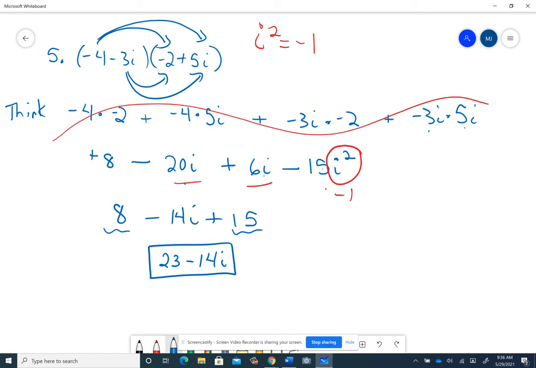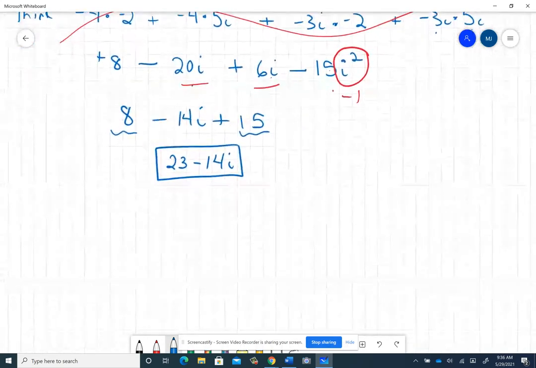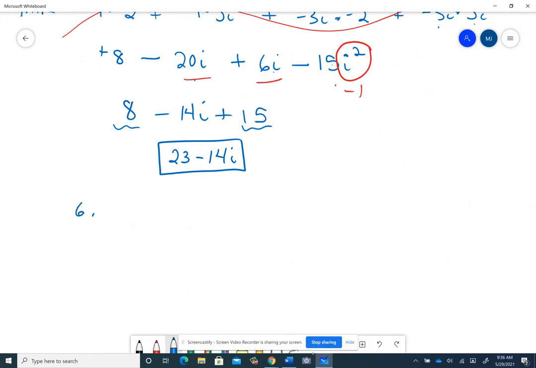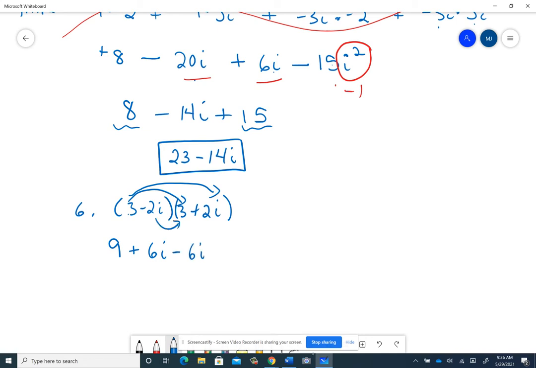So on this one, it's kind of nice because we didn't have to simplify the radicals to get the i's. They were already there. Same is true on number 6. So let's look at number 6. Okay. So on it, you had 3 minus 2i being multiplied by 3 plus 2i. So you'll FOIL that out. You'll do 3 times 3 and 3 times the 2i. So 3 times 3 is 9. Positive 3 times positive 2i would be positive 6i. Then you'll come back and you'll do negative 2i times 3, which is minus 6i. And then negative 2i times positive 2i, which is minus 4i squared.